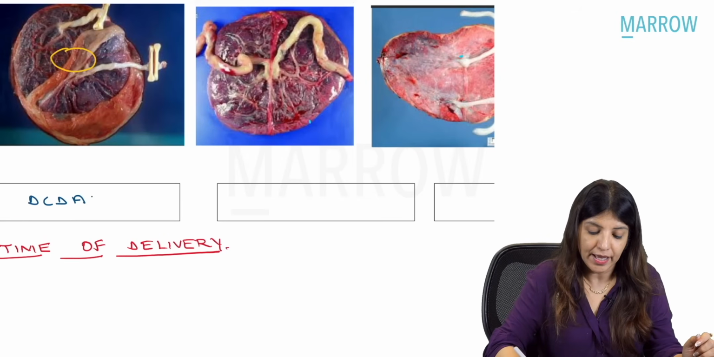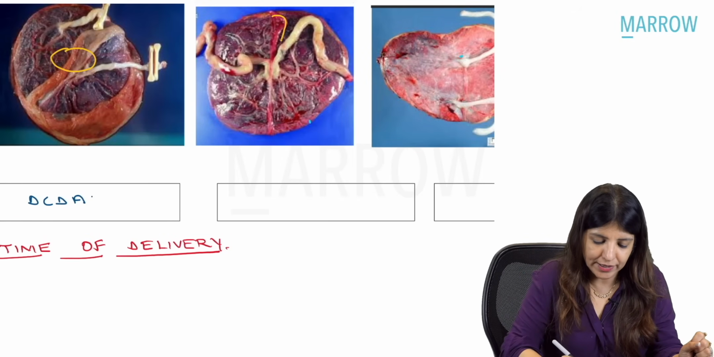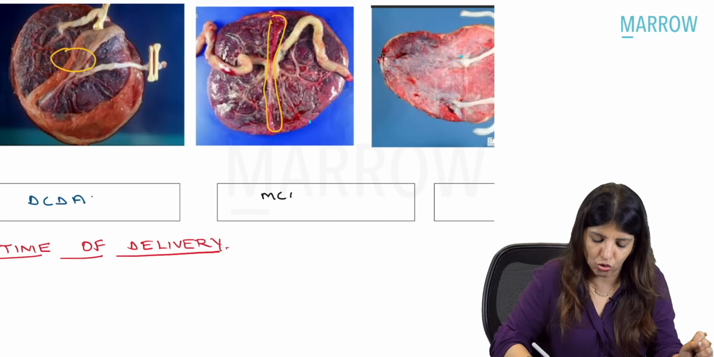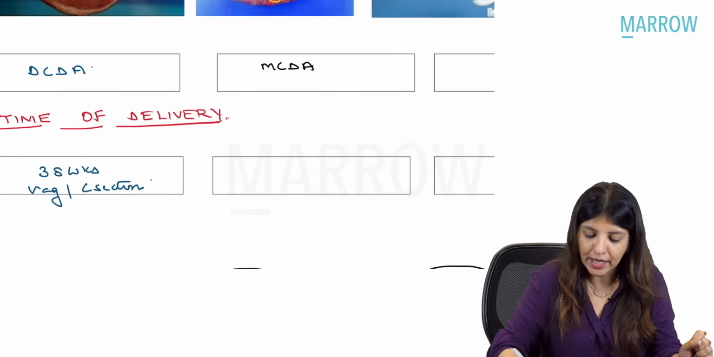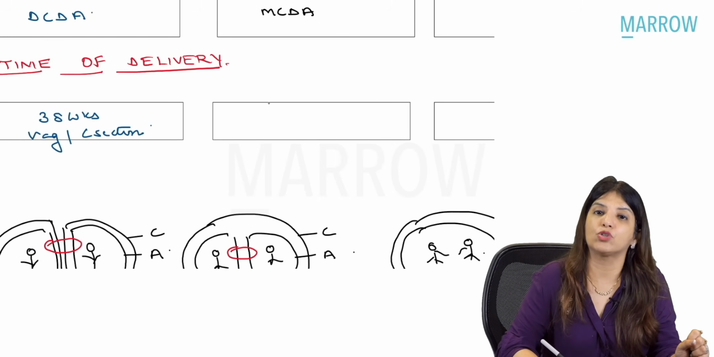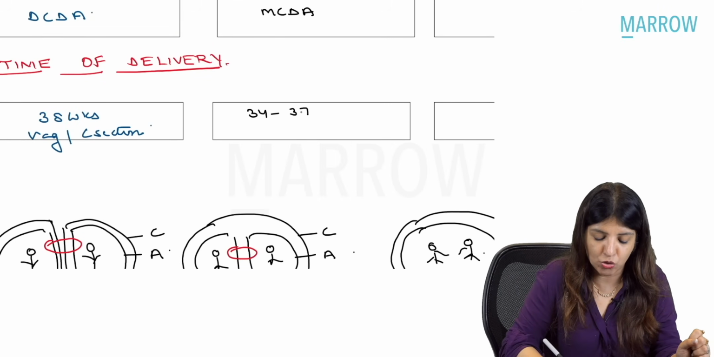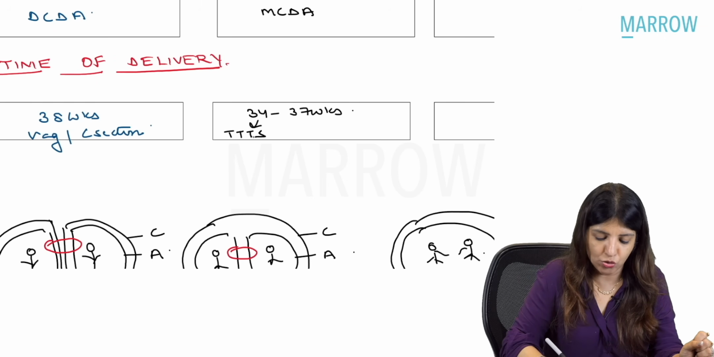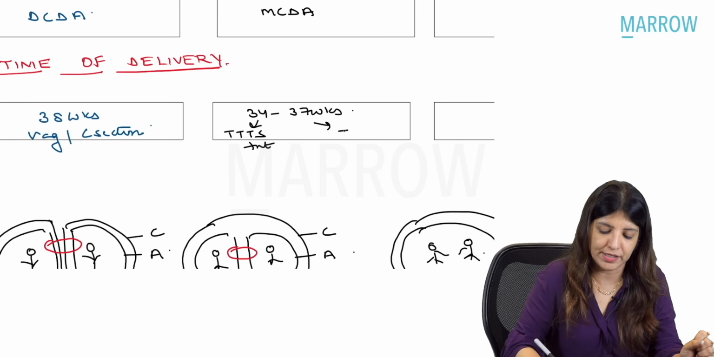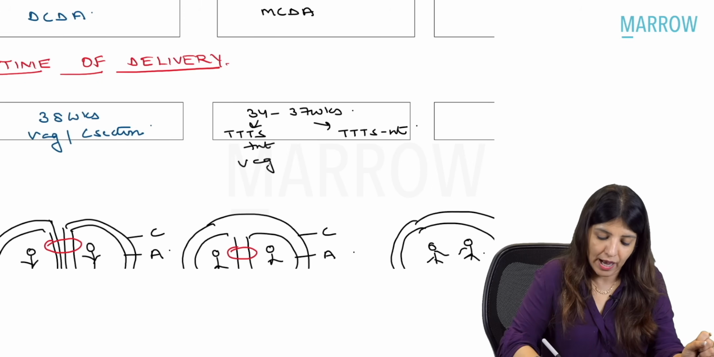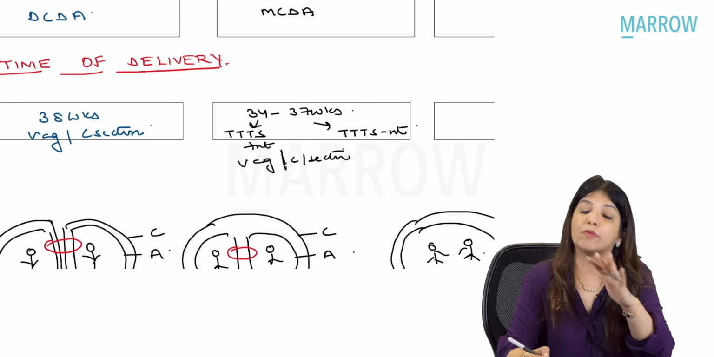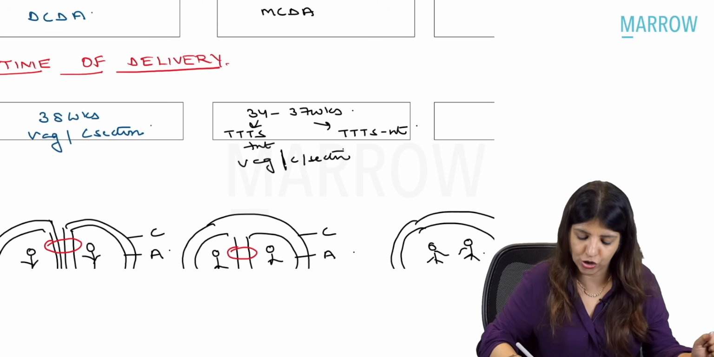Right? Then, this over here, you are getting thin membrane. Because you are getting thin membrane, this is monochorionic diamniotic twin. In monochorionic diamniotic twin, the time of delivery is between 34 to 37 weeks. 34 weeks if twin-to-twin transfusion syndrome is present, and 37 weeks if twin-to-twin transfusion syndrome is absent. Again, you can go for vaginal delivery or cesarean section depending upon the presentation of first twin.